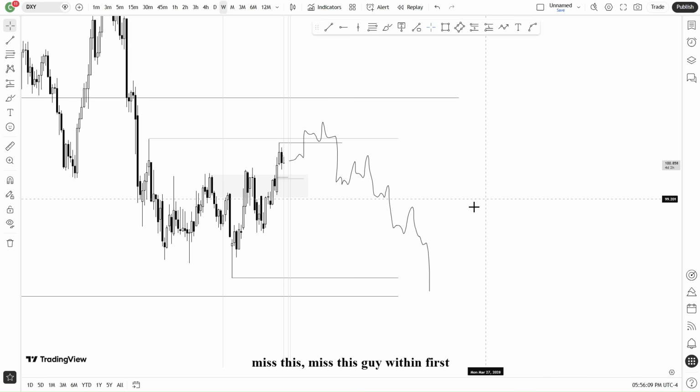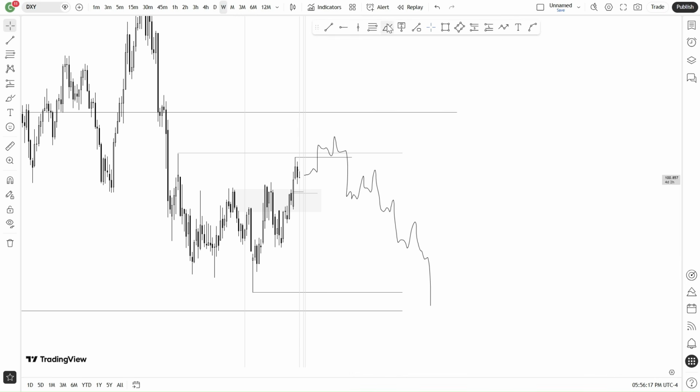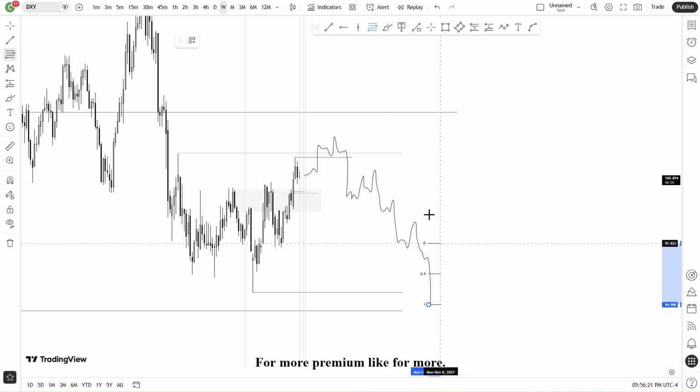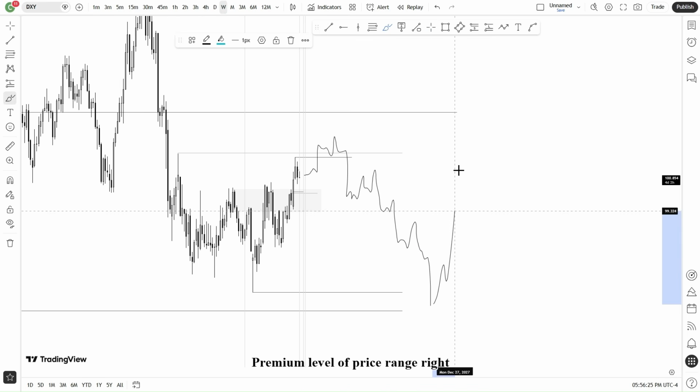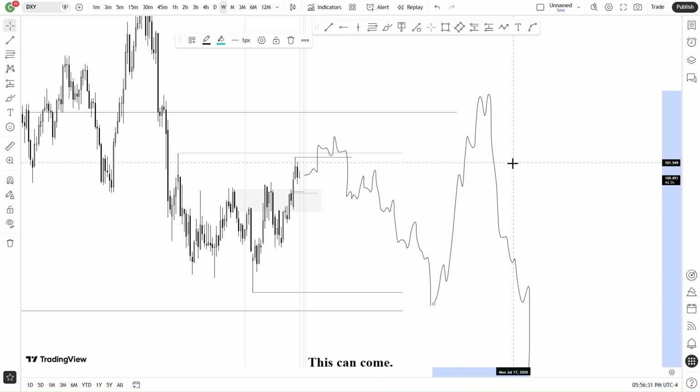So if price meets this guy within fourth quarter, we can still come back, right? We can still come back. So fourth quarter can still come back for more premium, like for a more premium level of price range, right? Before we can start selling. But this is going to be approximately, it can come to 28 or so, which I'm not really expecting.